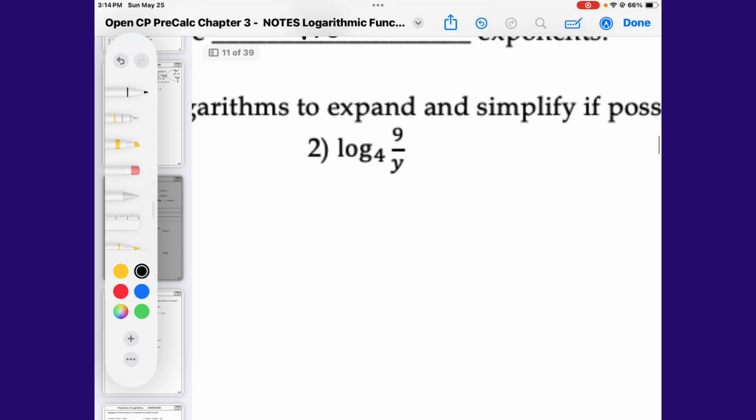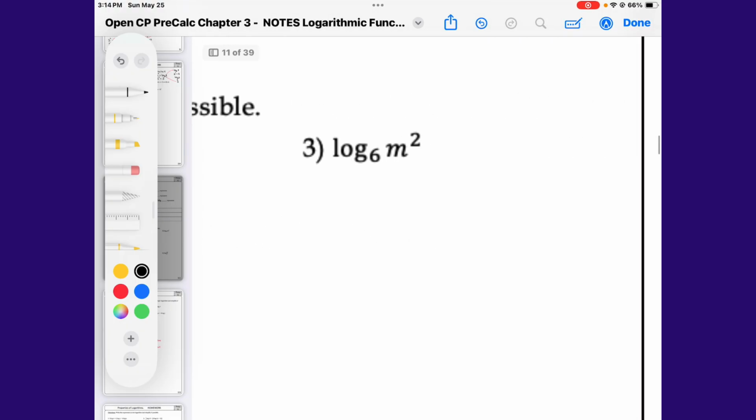So here's one log base 4, and we have division. So that division is going to turn into subtraction. So we have log base 4 of 9 minus log base 4 of y. We are splitting the log from 1 log into 2. And then lastly, we have that exponent. We're not allowed to have that in our final answer for expanding. So we're taking that 2, and it's going to come out front, and it's turning into multiplication: 2 multiplied by log base 6 of m.